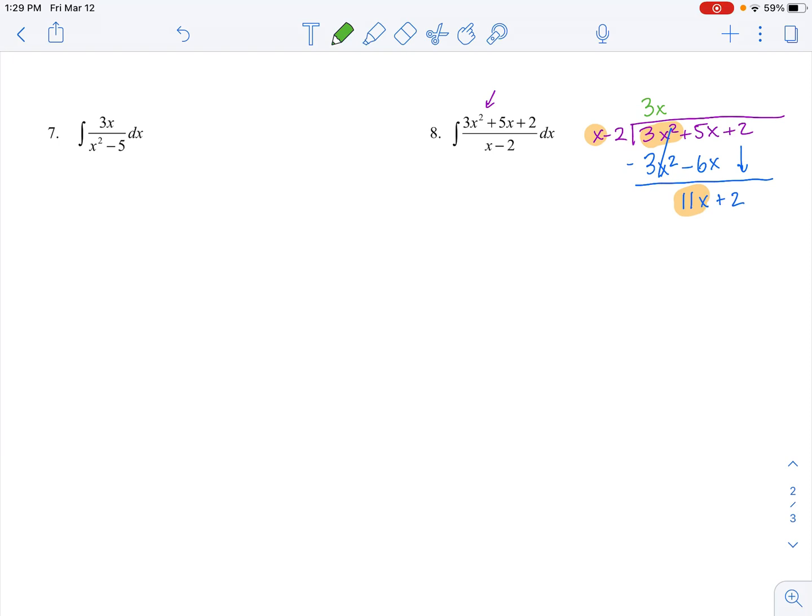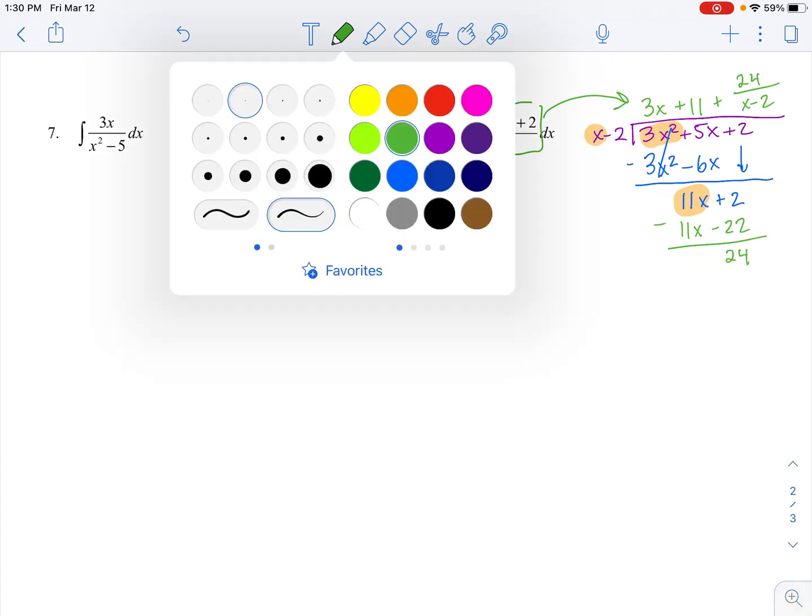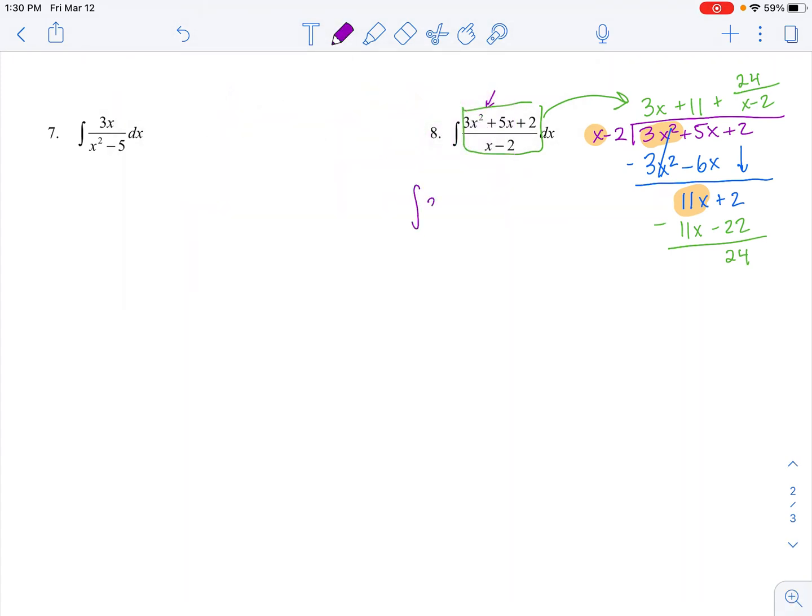So now I'm going to check that x goes into 11x, and we know that I would have to do that 11 times in order to get that right. So now I'm going to multiply the green 11 times the outside x minus 2 to get 11x minus 22, and then subtract. That gives me 0, and then 2 minus negative 22 is 24. And that is obviously my remainder, right? So my remainder is up at the top. It's 24 over x minus 2 is how I would divide. This original integrand turns into the green integrand. So after the division happens, let's rewrite it as the integral of 3x plus 11 plus 24 over x minus 2.